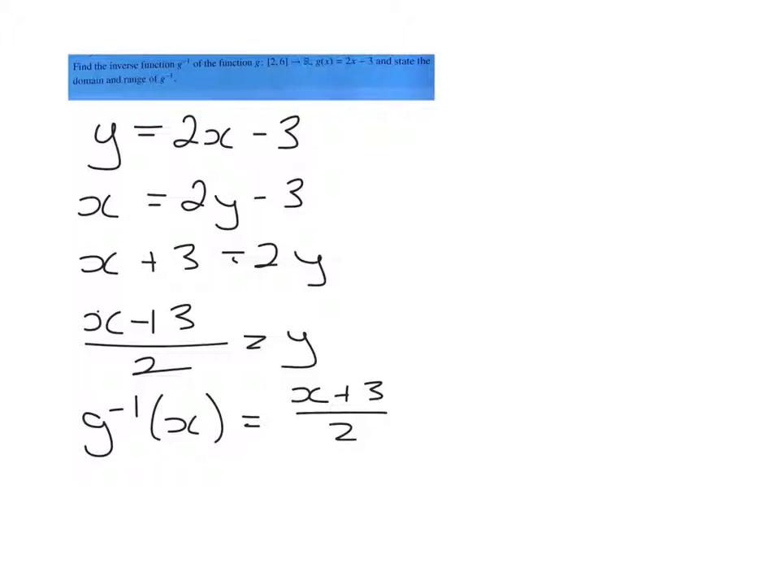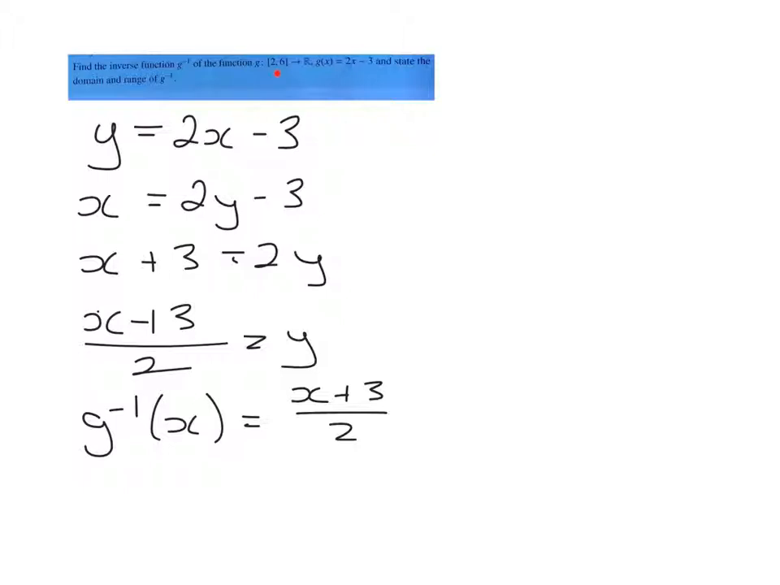Using the same steps as we learnt last time, I've first written the original function using y instead of g of x. Then I've swapped the x and y variables and resolved for y across these steps. My last one is to reuse the notation given, which is g to the power of -1 of x equals x plus 3 over 2, which is what I found up here in the previous step. This is now the formula for my inverse function, and that's what I'm going to graph. Now I have to go back to the original question and look at how the domain is affected.